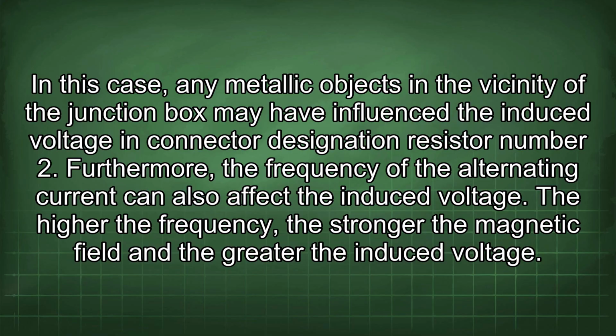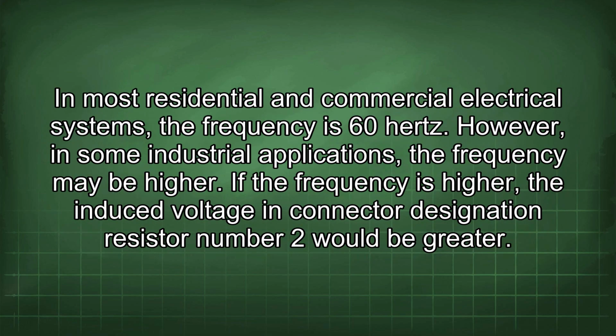Furthermore, the frequency of the alternating current can also affect the induced voltage. The higher the frequency, the stronger the magnetic field and the greater the induced voltage. In most residential and commercial electrical systems, the frequency is 60 Hz. However, in some industrial applications, the frequency may be higher. If the frequency is higher, the induced voltage in connector designation resistor number 2 would be greater.